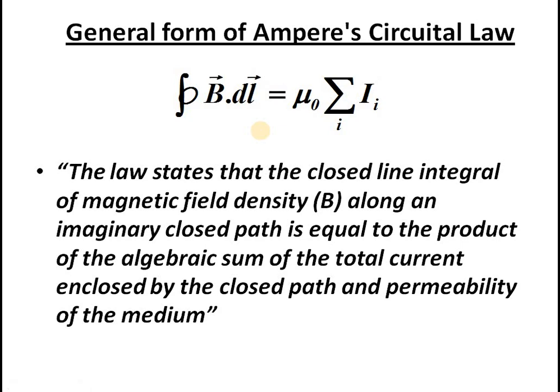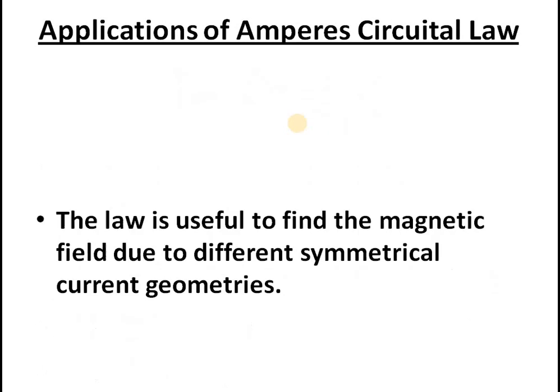The law states that the closed line integral of magnetic field density along an imaginary closed path is equal to the product of the algebraic sum of the total current enclosed by the closed path and the permeability of the medium. So mu0 is actually the permeability. Suppose you are talking about a medium with permeability mu, then instead of mu0 you can simply put mu. That value depends on the medium you are talking about. So this is about the general Ampere's law.